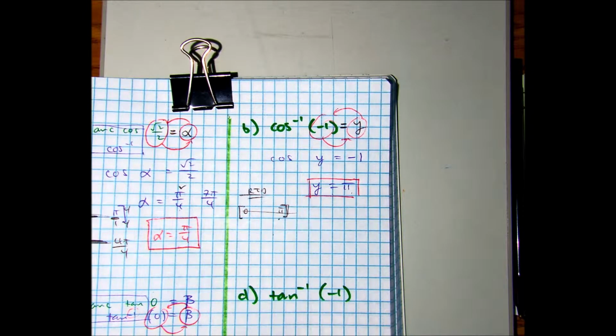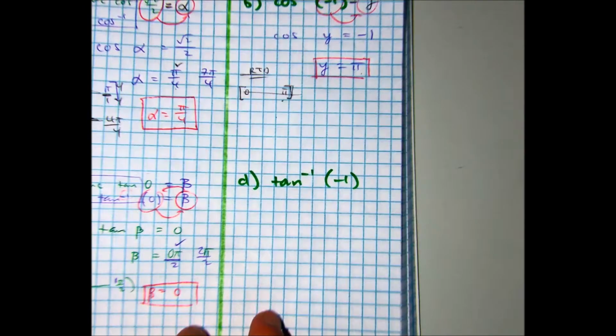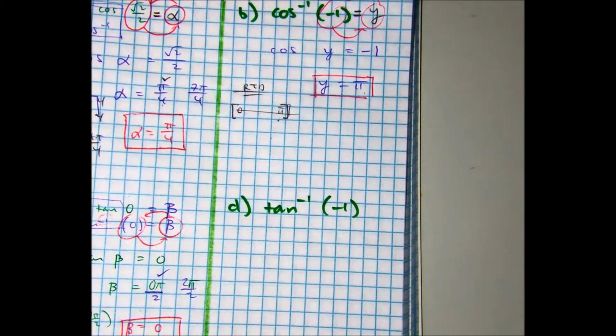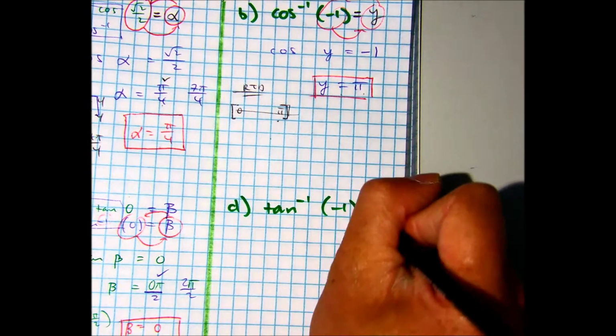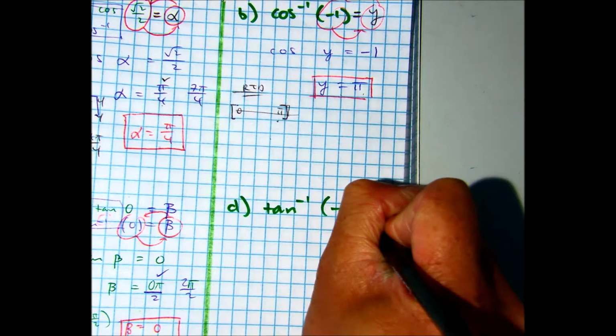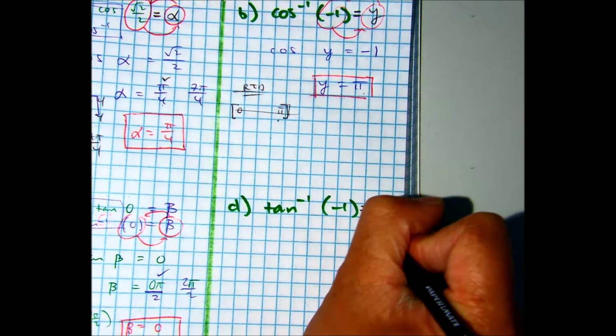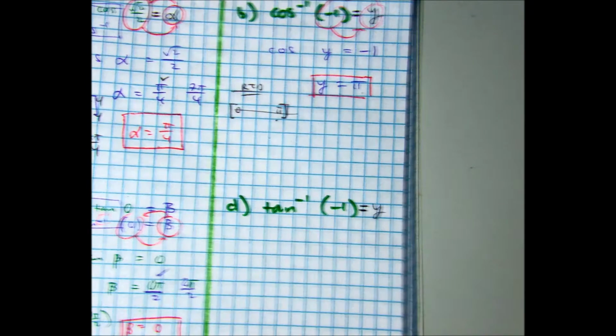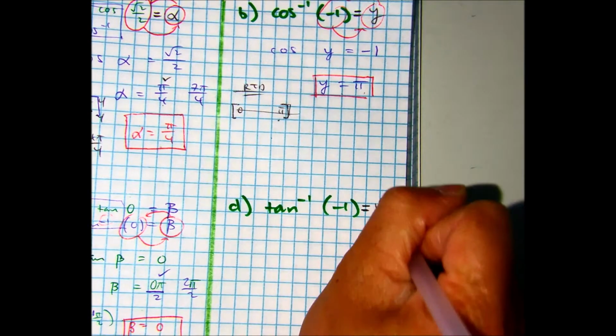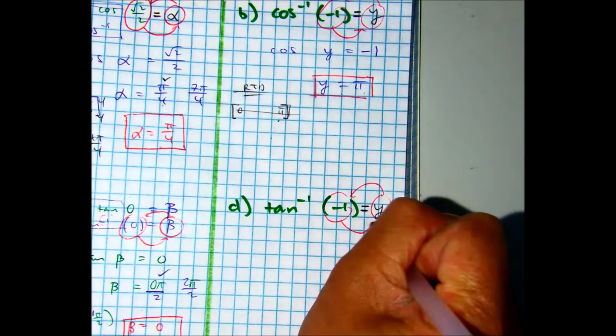Leslie? Let's do this next one. What do you do first? Okay, what do I set it equal to? Why? Now what? Tell me what to write.